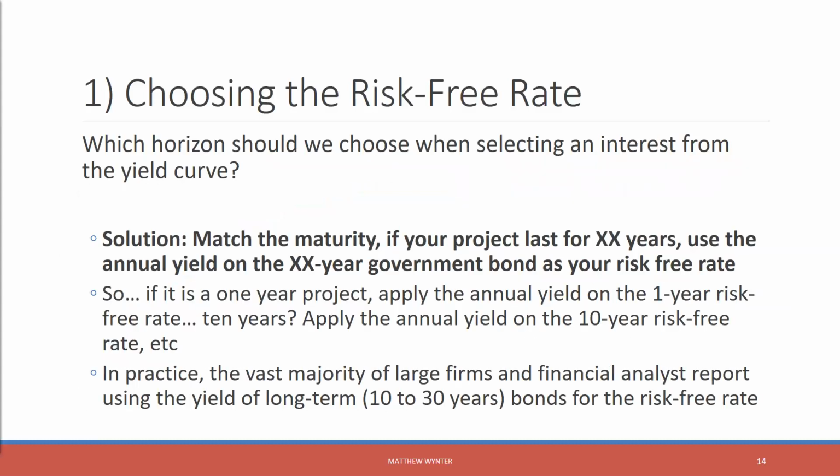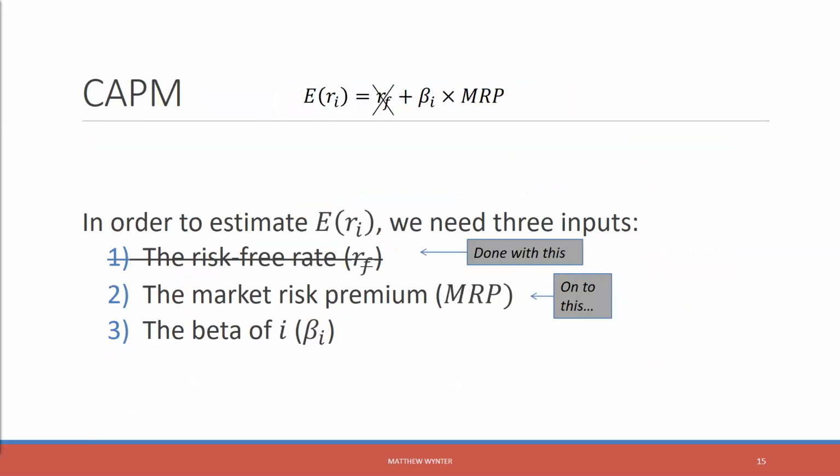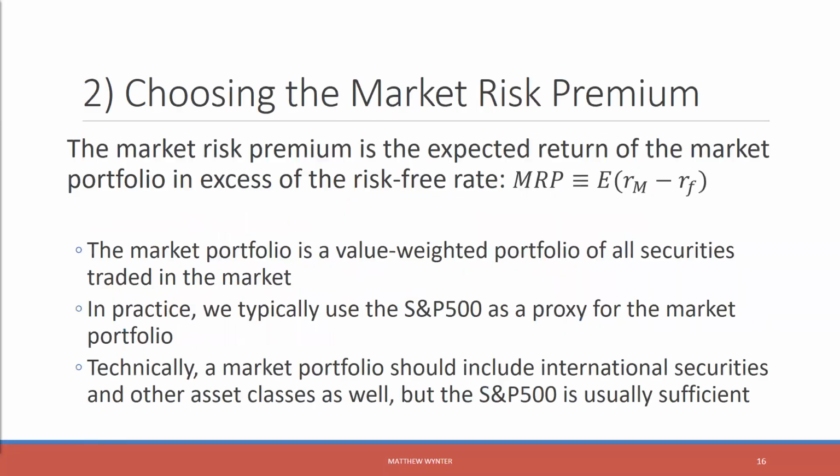Okay, so our solution when choosing the risk-free rate is going to be to find a maturity that matches the maturity of our project. If we've got a 1-year project, we want to use a 1-year government bond. If we've got a 10-year project, we want to use a 10-year government bond. So step one, we know how to do. We know how to find a US Treasury that has a maturity that matches the maturity of our project. Our next step is going to be in calculating and choosing the market risk premium.